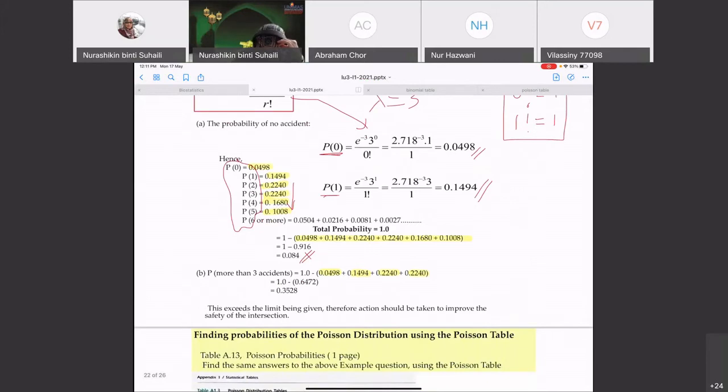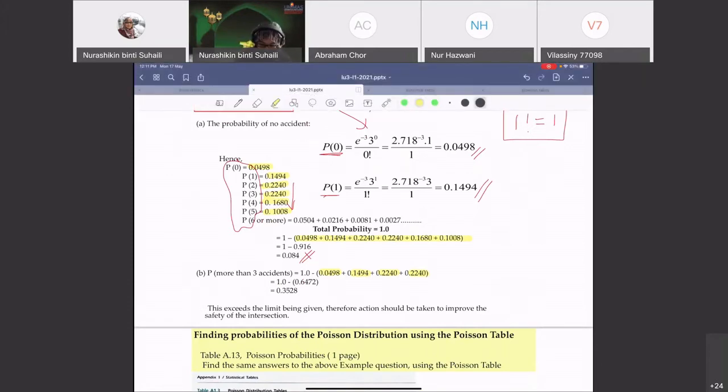So here you actually have to consider whatever is from 0 to 3. This one is r equal to 0, r equal to 1, r equal to 2, and this is r equal to 3. And you subtract the whole thing from 1 because you want to find this probability.